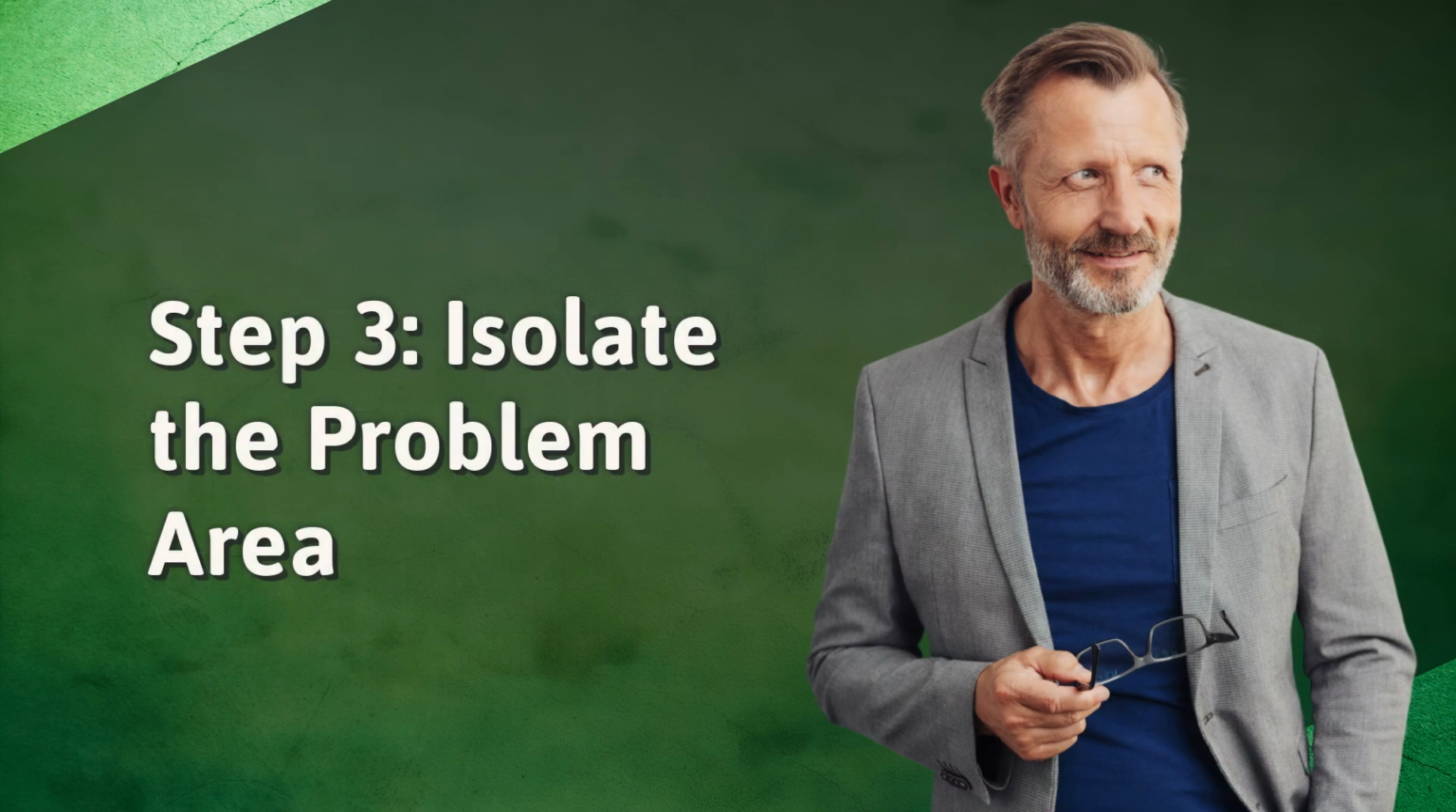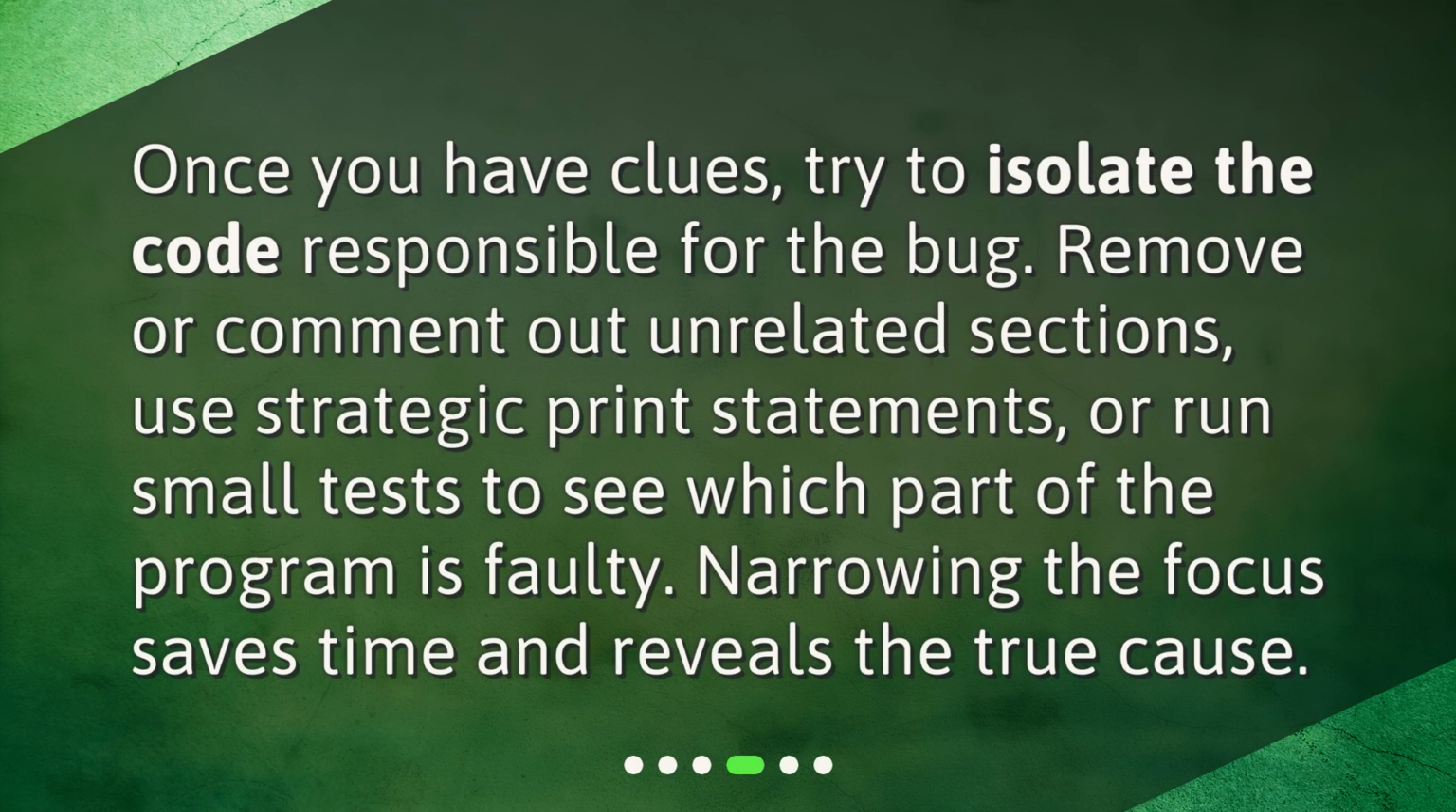Step 3. Isolate the problem area. Once you have clues, try to isolate the code responsible for the bug. Remove or comment out unrelated sections. Use strategic print statements or run small tests to see which part of the program is faulty. Narrowing the focus saves time and reveals the true cause.